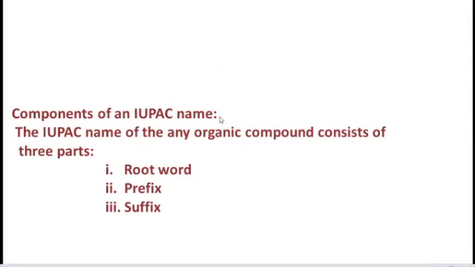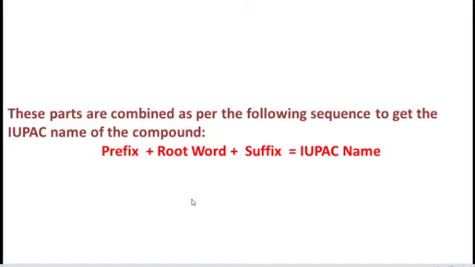Components of an IUPAC name. What are the components? The IUPAC name of any organic compound consists of three parts. What are the three parts? The first part is a root word. Second part is a prefix. Third part is a suffix. First one is root word, second one is prefix, third one is suffix.